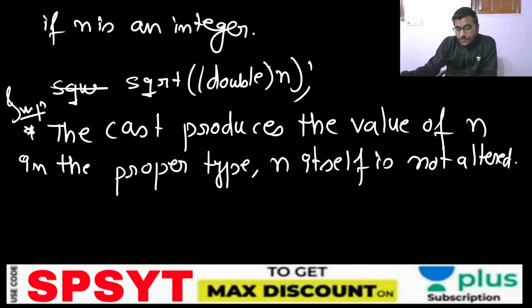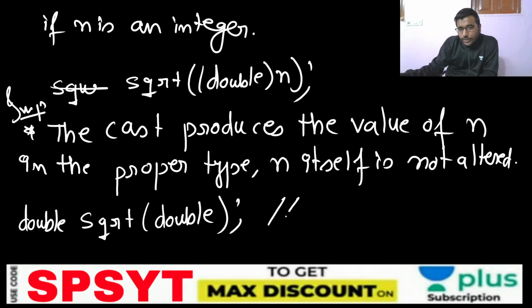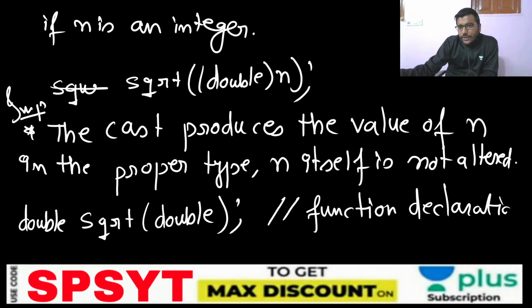See, what I am saying is that the prototype of square root returns a double. It is square root and it is going to take an argument which is double. It is the function declaration. Now, whenever you call square root and you are giving some integer, you have to do typecasting. So you are typecasting this expression into double.